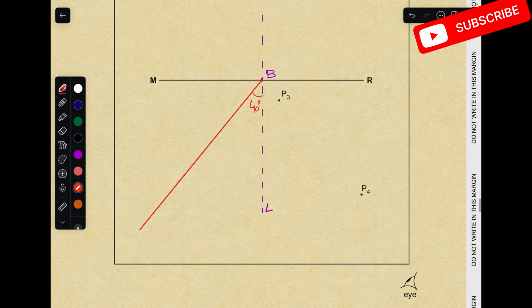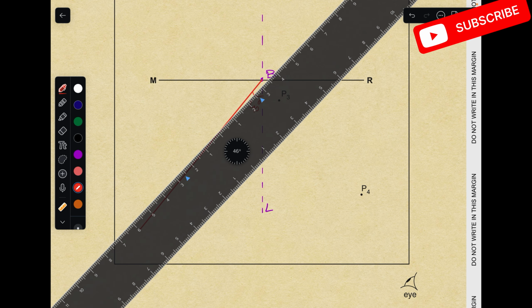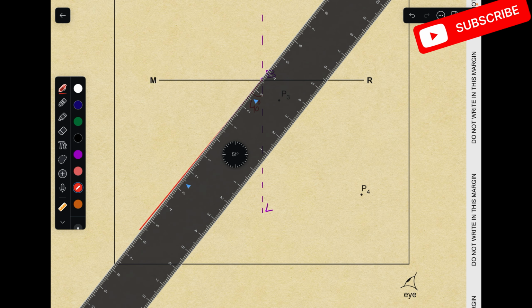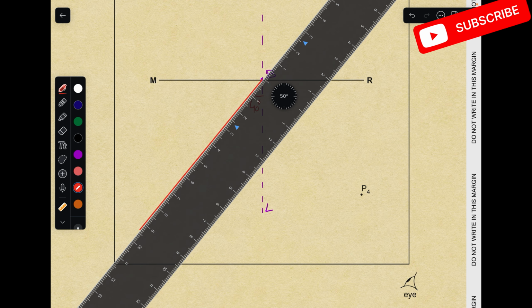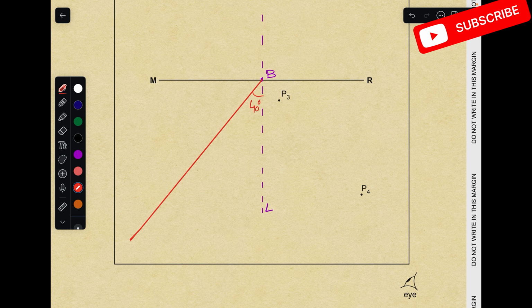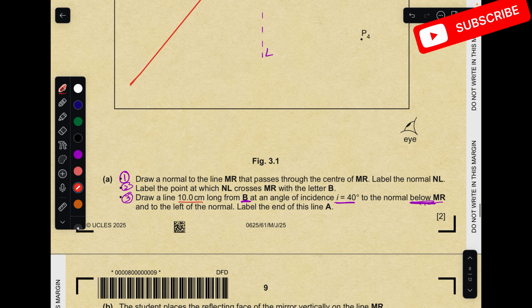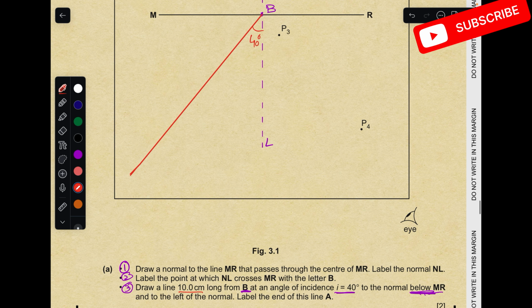Okay, so you have to be very careful about all the instructions. So I'm going to place 0 on one side. Where is the 0? Okay, I have placed a 0 on the one side. I have to extend it a bit. There it is. Now it is 10. Okay, and what we have to name it, label the end of this line as A. Okay, this end is A.